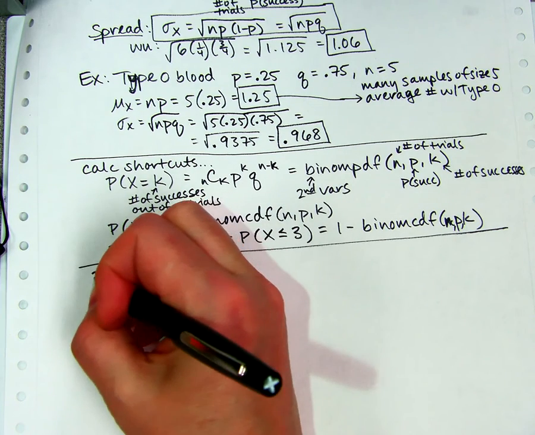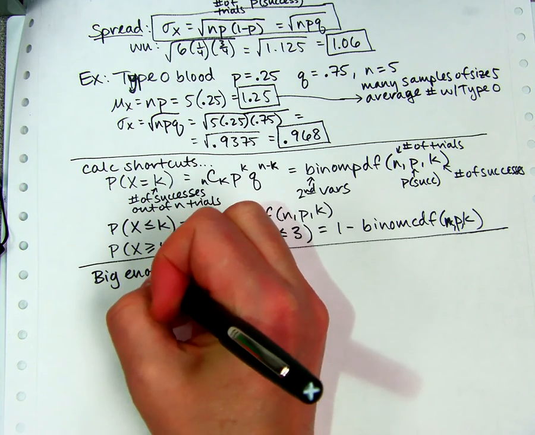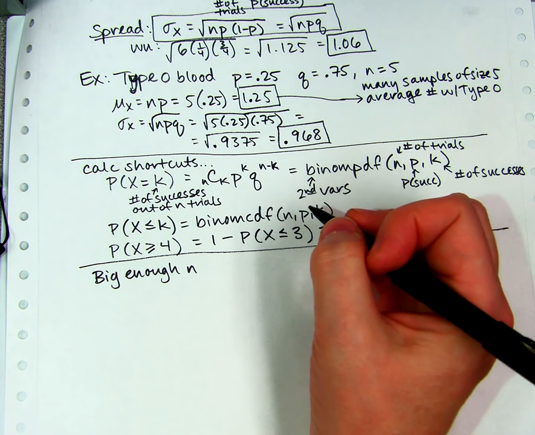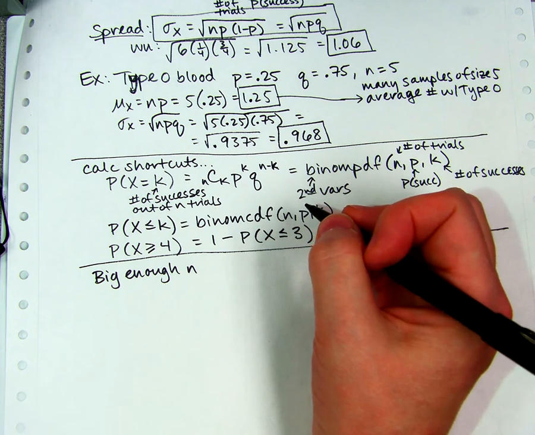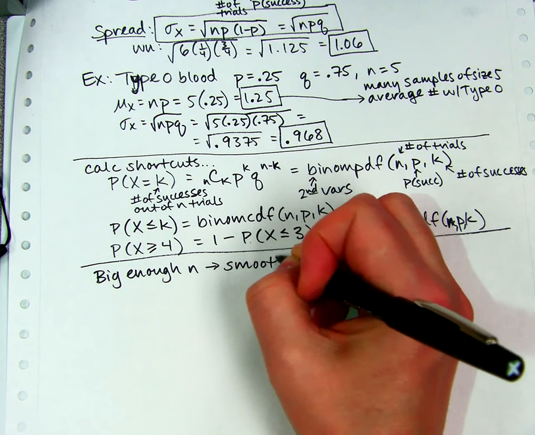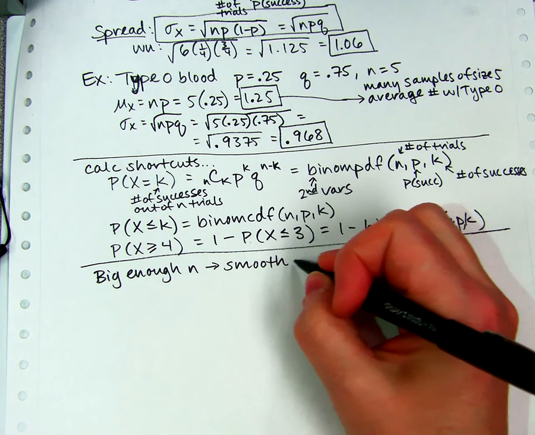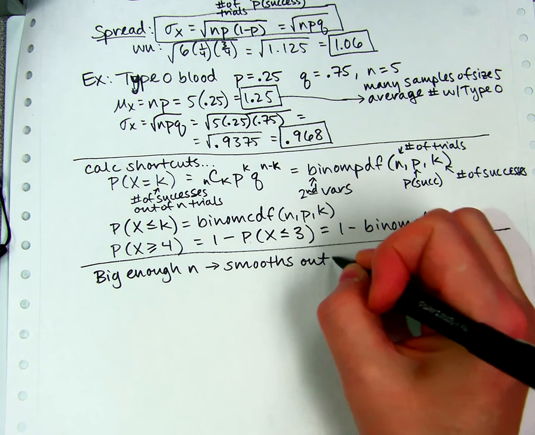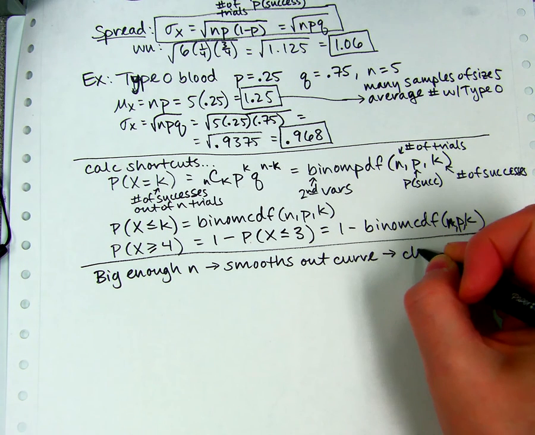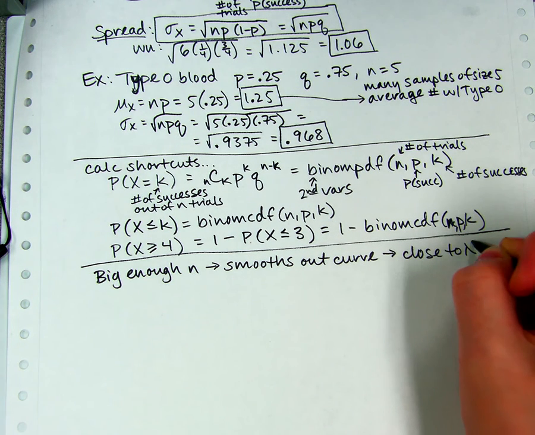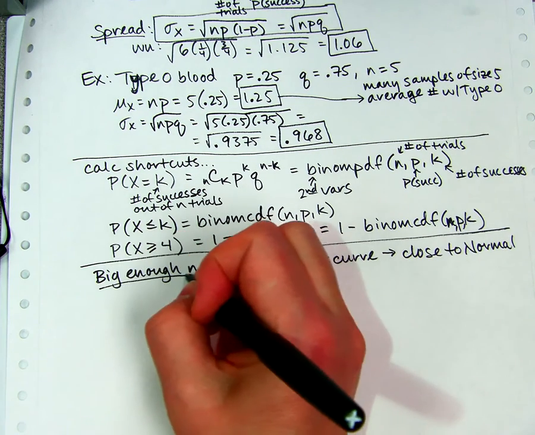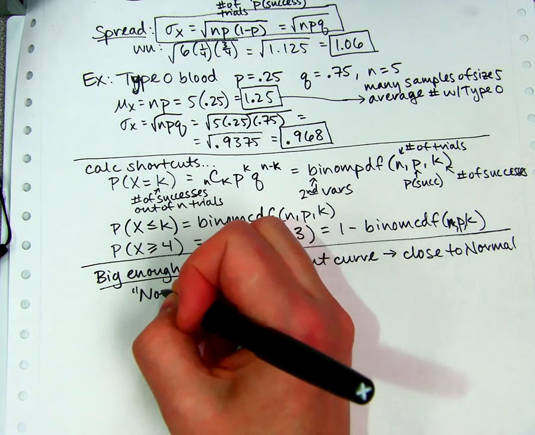So let's talk about that. Big enough n, remember n is the number of trials, how many die rolls you're going to do or how many samples you're going to take. What that does is it smooths out the curve and makes it closer and closer to a continuous curve instead of discrete. And if n is big enough, you get close to a normal curve. And so if this happens, you can use a thing called the normal approximation.